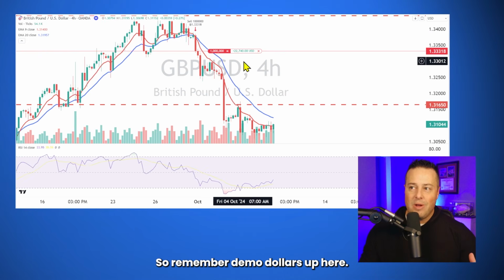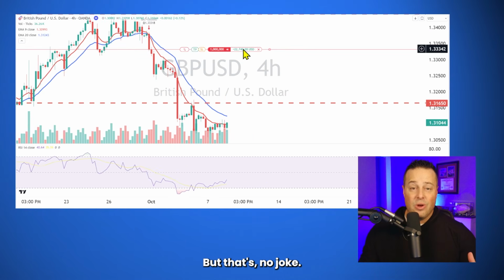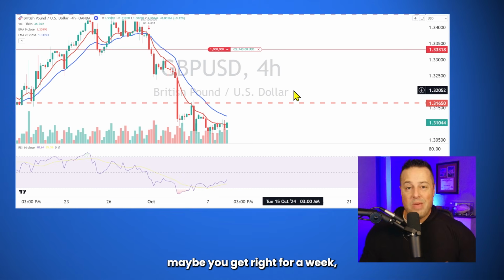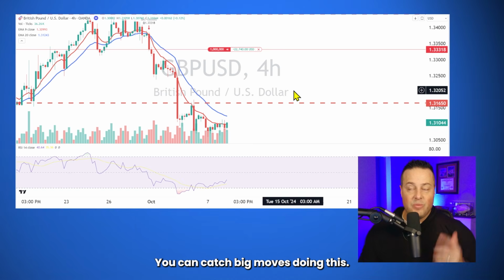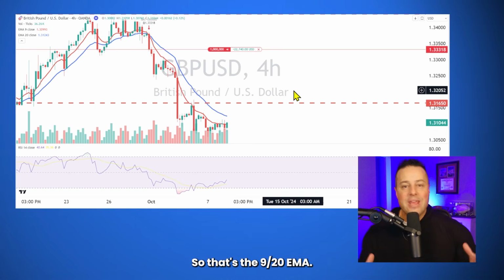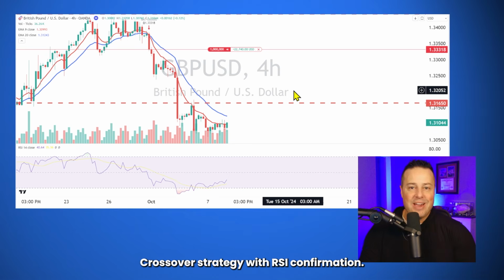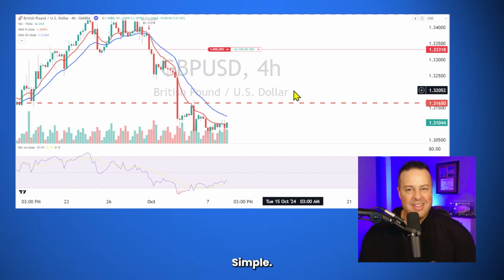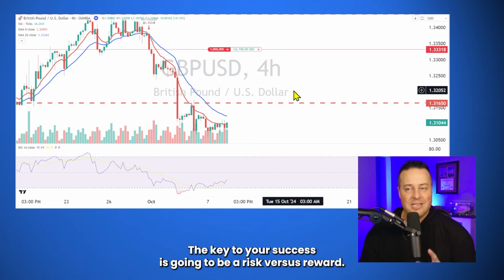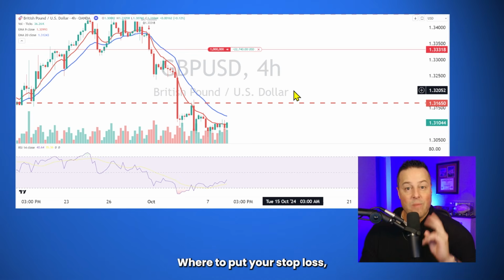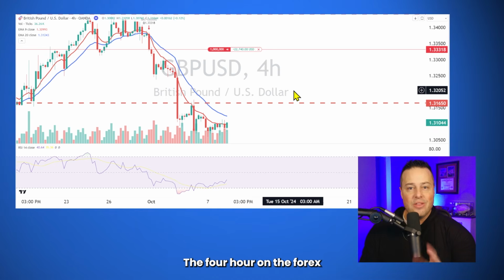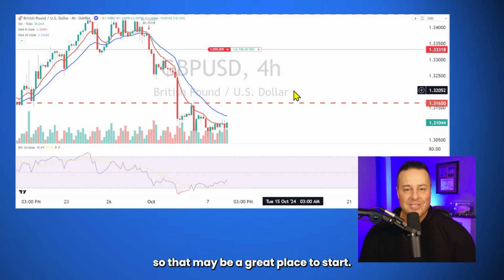So remember, demo dollars up here, but that's no joke. You get in on a big one of these sweeps, maybe you get right for a week, 2 weeks, 3 weeks. You can catch big moves doing this. So that's the 9-20 EMA crossover strategy with RSI confirmation. Simple. The key to your success is going to be your risk versus reward, where to put your stop loss, what to trade, when to trade, and what duration. The 4 hour on the Forex is a pretty good duration, so that may be a great place to start.